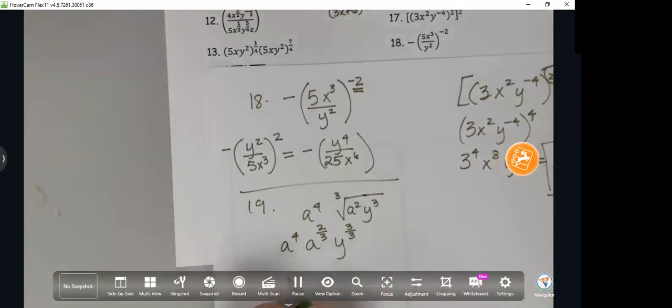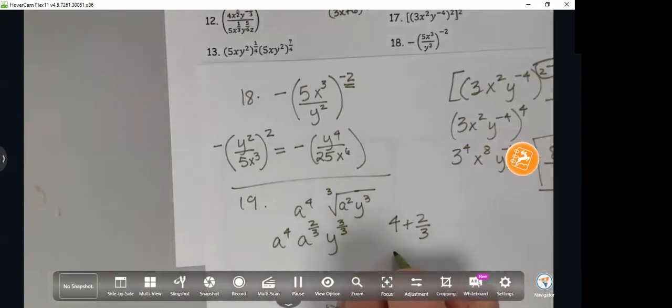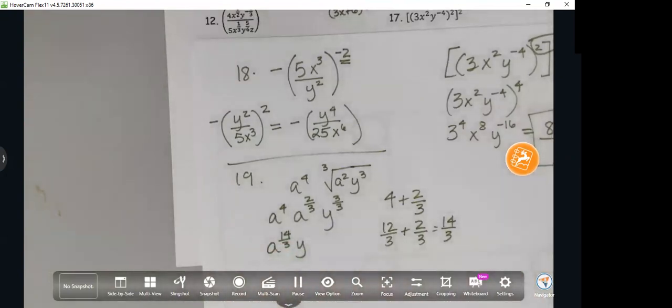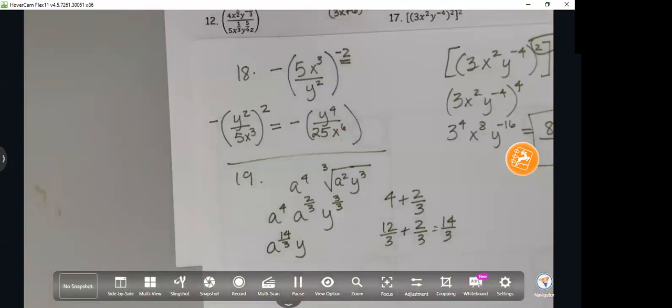So this becomes, now I need to add these. So I need to add 4 plus 2/3. I have to change this 4 to 12/3, plus 2/3, which gives me 14/3. So this becomes a to the 14/3, y to the 1. All right. And let's see, I've got that right there.